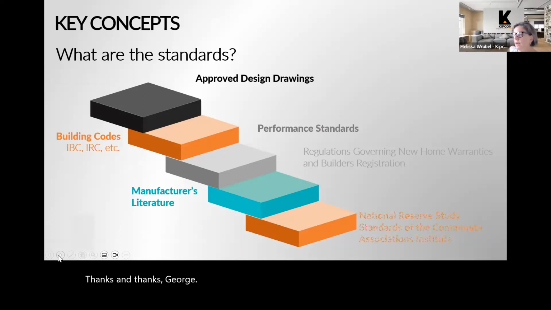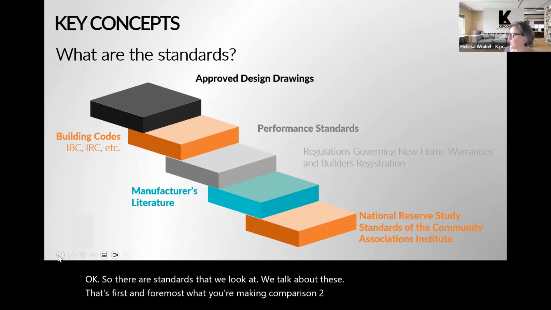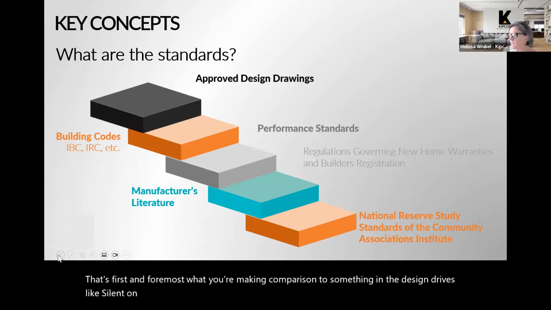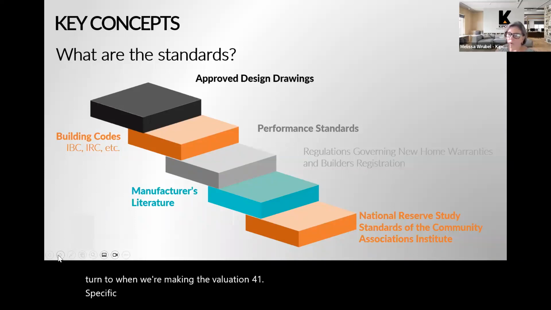Okay, so there is a hierarchy of standards that we look at. We talked about the approved design drawings, so that's first and foremost what we're making comparison to. But sometimes the design drawings might be silent on certain aspects of the construction. There are other standards we can turn to when making an evaluation. An important one is the building codes. When we're evaluating different types of building components, the building codes give very specific guidance on certain items. A big one we look at a lot is flashing, different types of waterproofing, but there are many different components of the building that the building codes provide specific requirements on.